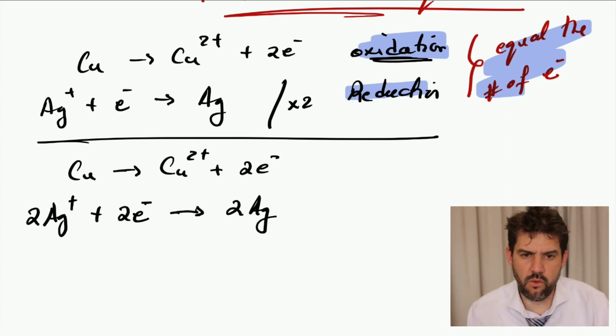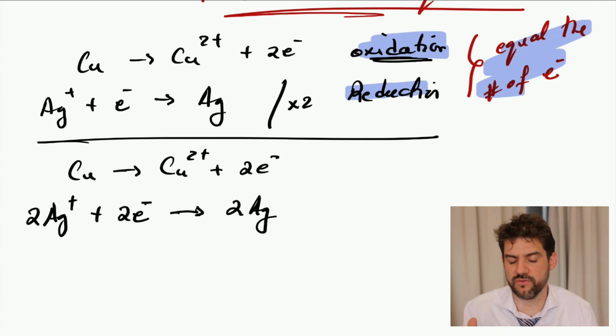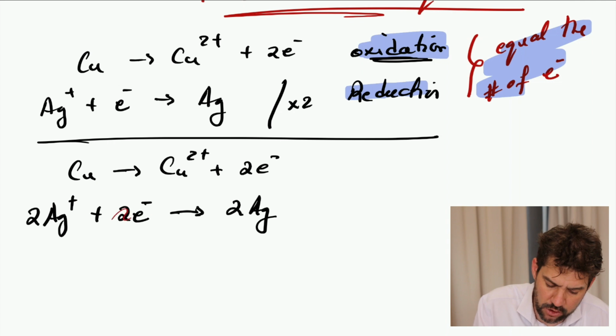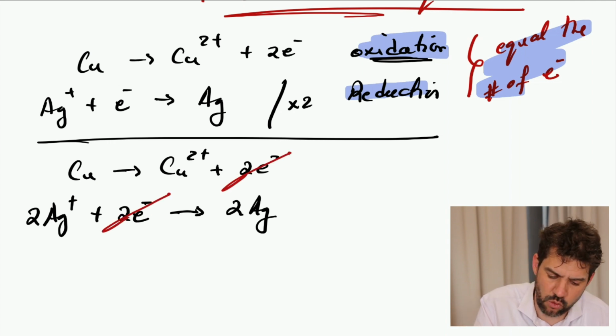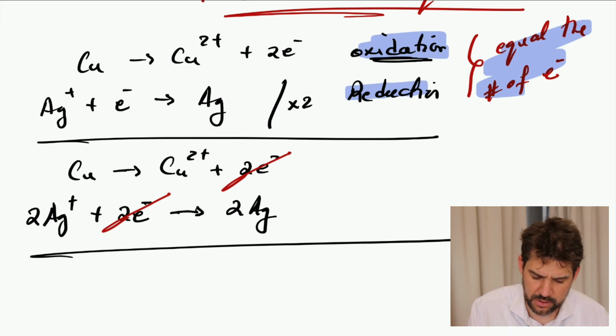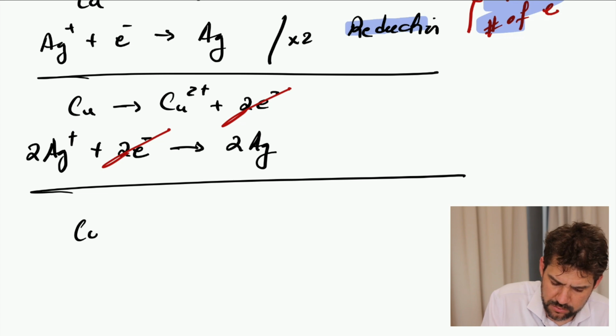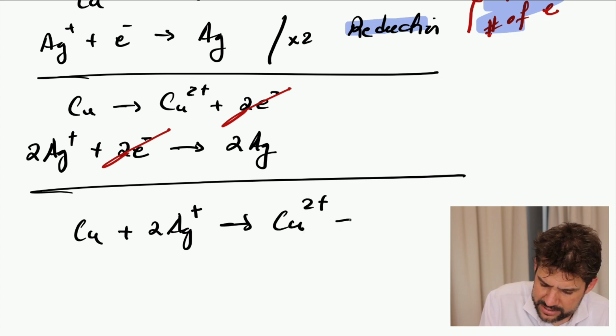There we go. Now what happened? We have number of electrons on the left side, we have number of electrons on the right, which are equal. They are going to cancel each other. This is like a mathematical equation. Okay, so saying that, we can now combine the two. So we have here Cu plus 2 Ag plus, then the arrow, Cu 2 plus plus 2 Ag.